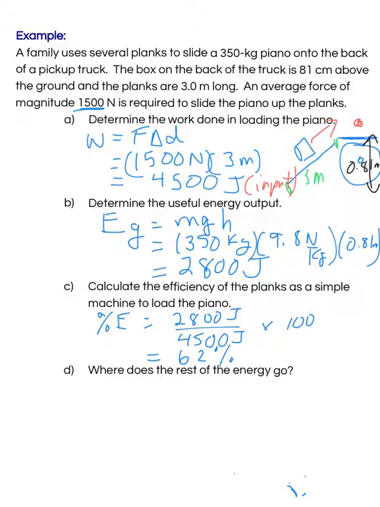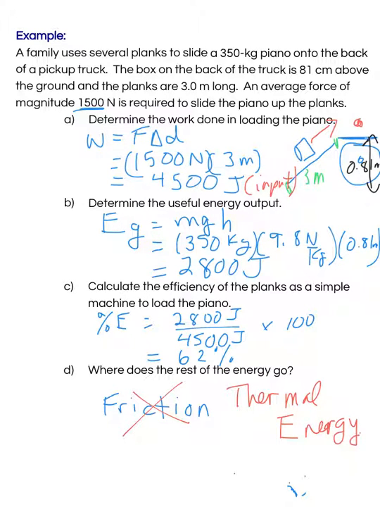Where did the rest of the energy go? Well, instinctively, people will say friction. But guess what, people? Friction is not a form of energy. The form of energy that is wasted energy in this situation largely is thermal energy. Now, how does the thermal energy get created? Well, that's where we say, well, friction over a distance will create my thermal energy, right? The work that friction does produces thermal energy.